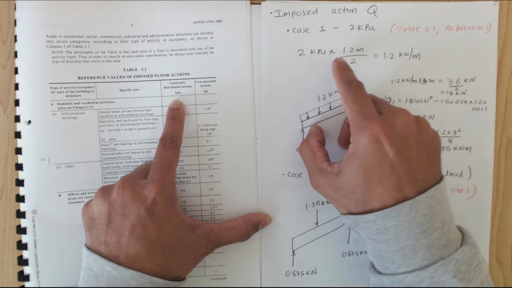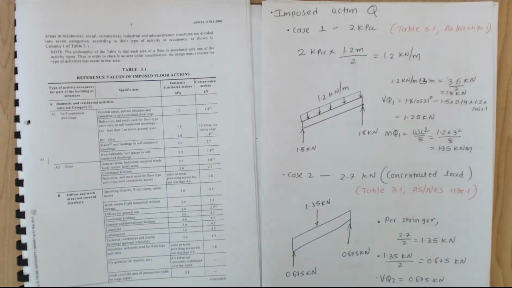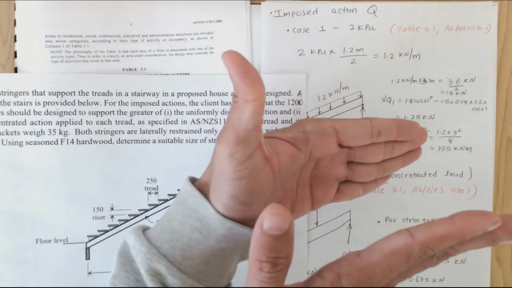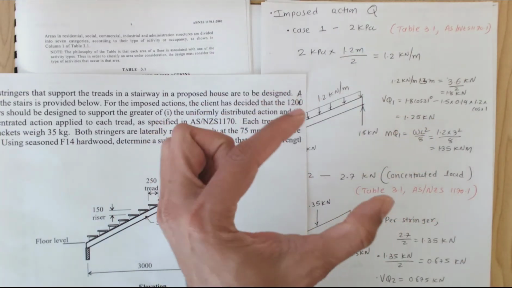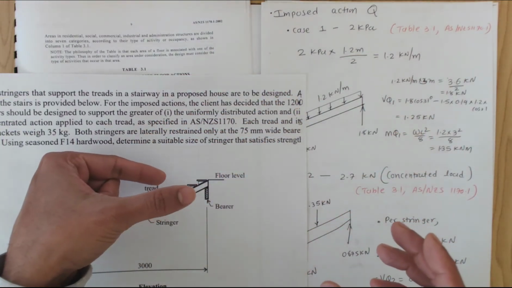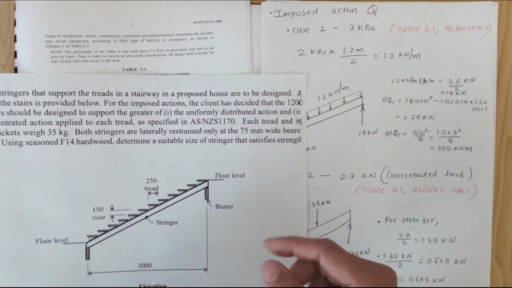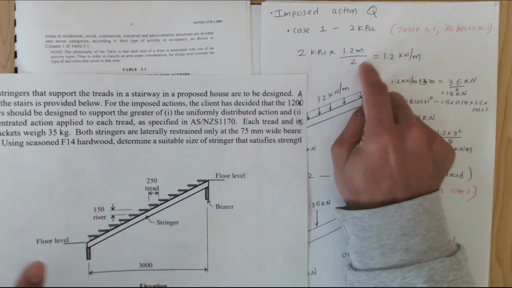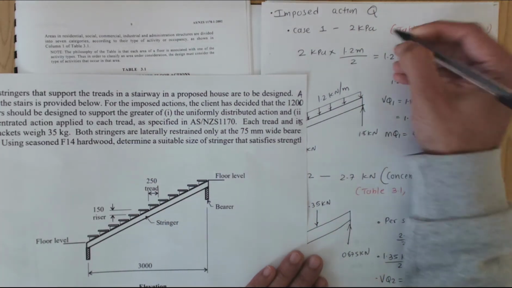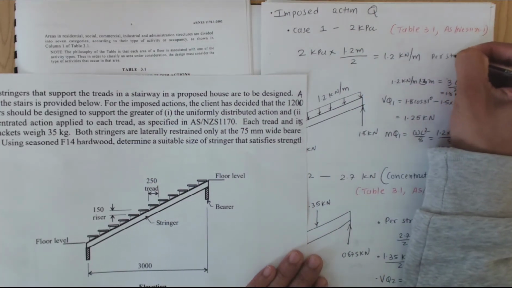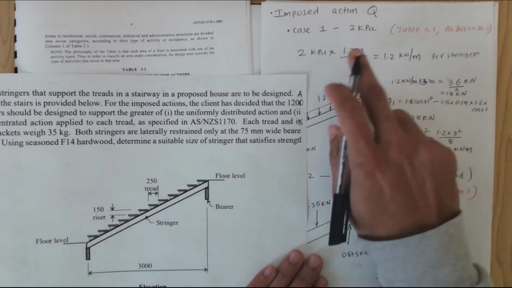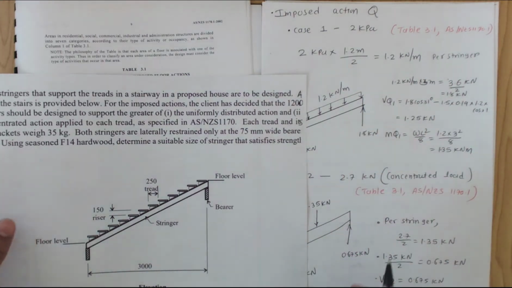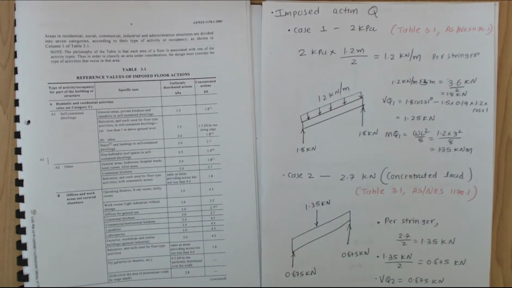It's saying that your stairs will carry a 2 kilopascal live load. So 2 kilopascals times 1.2, because the stringers are sitting 1.2 meters apart. From one stringer to another, the stairs have a width of 1.2 meters given in the question. If you want to calculate per stringer, you divide by 2, so you have 1.2 kilonewtons per meter for one stringer.